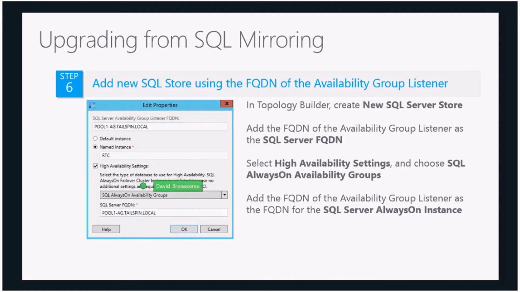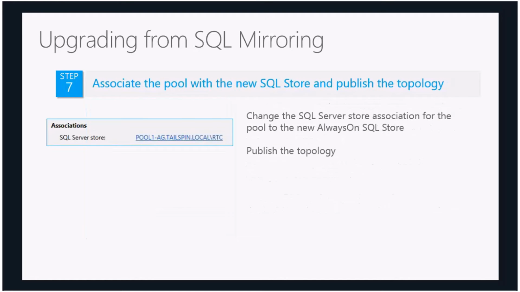For the high availability settings, we're going to define it as SQL Always On availability groups, and we're going to define the SQL Server FQDN and the SQL Server availability group listener as the names that are listed there. Obviously unique to your environment. And the final thing we're going to do is associate the Skype for Business pool with the new SQL store.